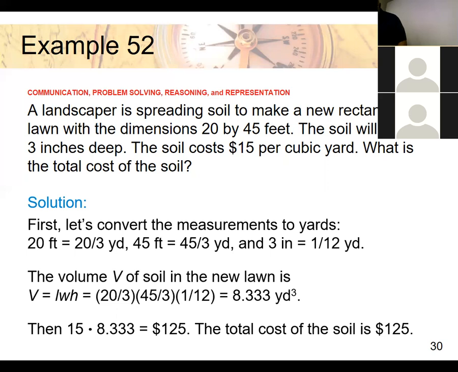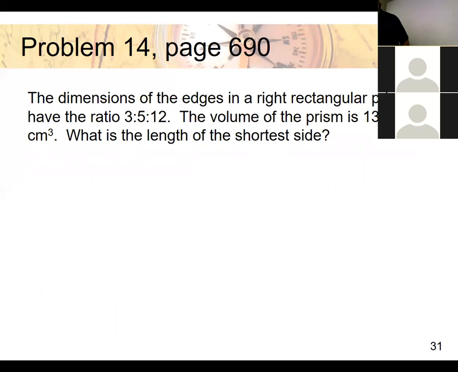All right, now here's a problem similar to the one that's in WebAssign. The dimensions of the edges in a right rectangular prism have a ratio of 3 to 5 to 12. The volume of the prism is 1,350 cubic centimeters. What is the length of the shortest side?